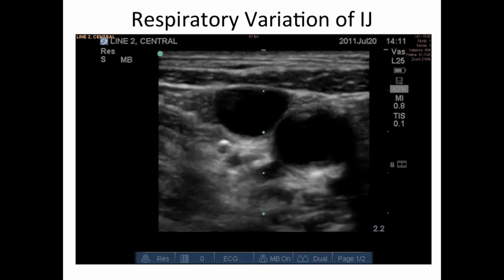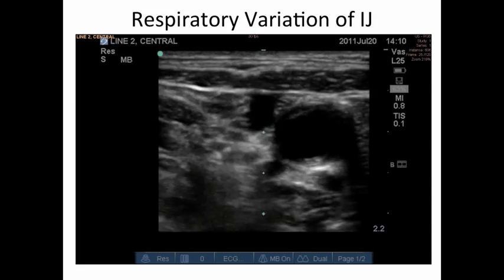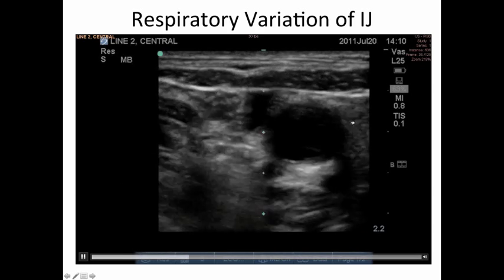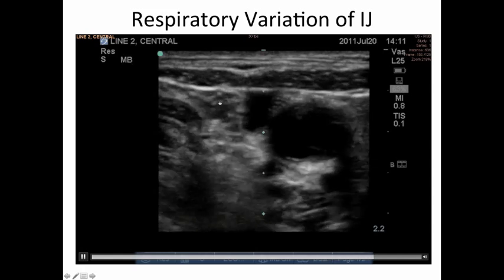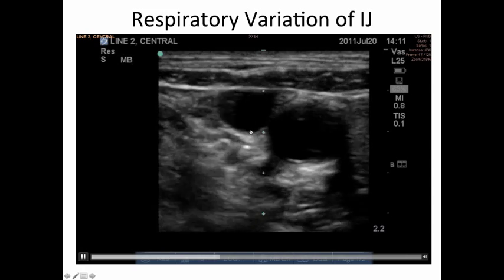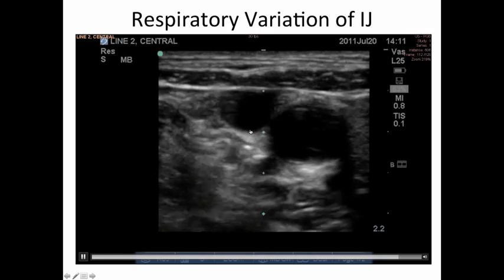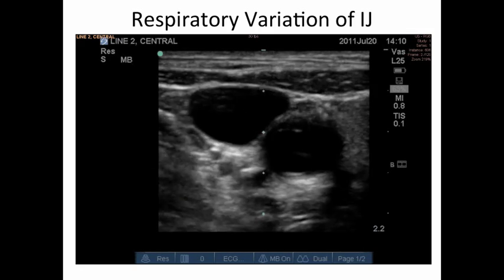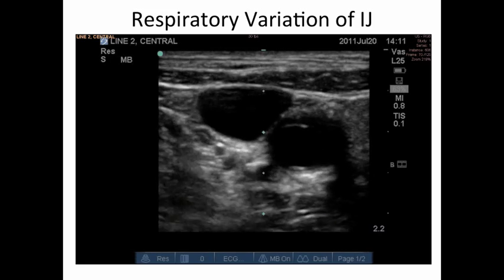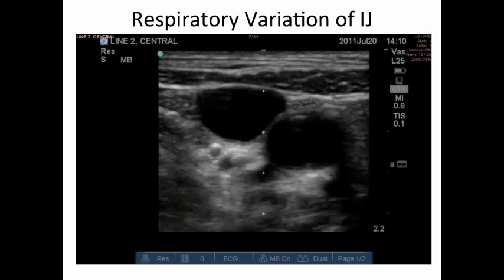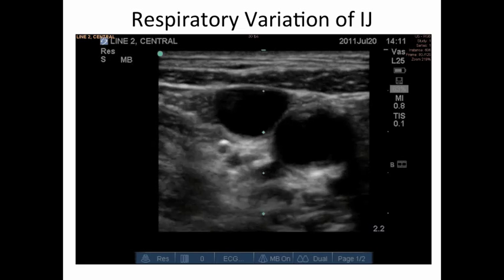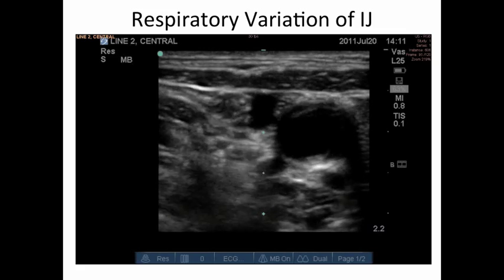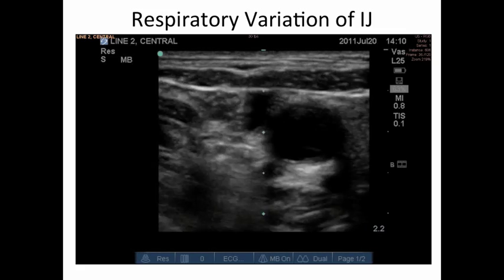This is an example of respiratory variation. Here you can see the internal carotid on the right side of the screen and the IJ on the left side of the screen. You see that there's respiratory variation, so remember that as you breathe, you create negative intrathoracic pressure that allows the blood to fall into the heart from the IJ, therefore causing collapse of the IJ. The opposite happens in positive pressure ventilation, in which you have positive pressure causing an increase in size of the IJ with each breath.